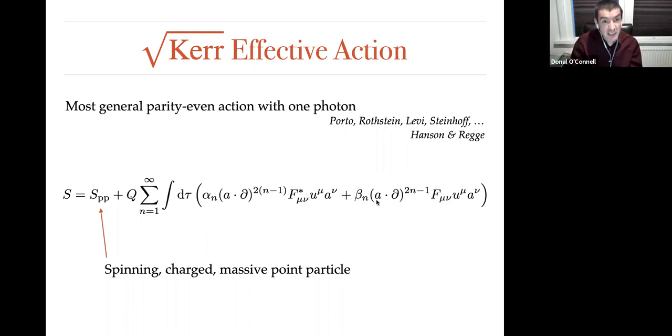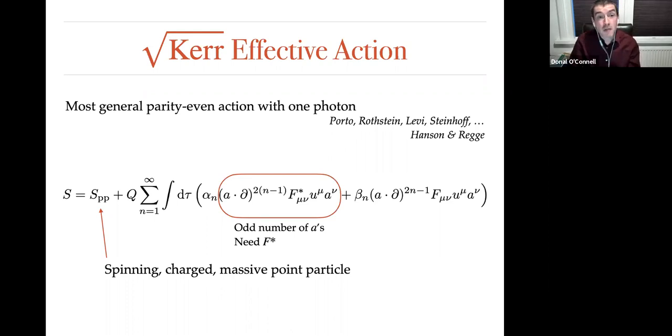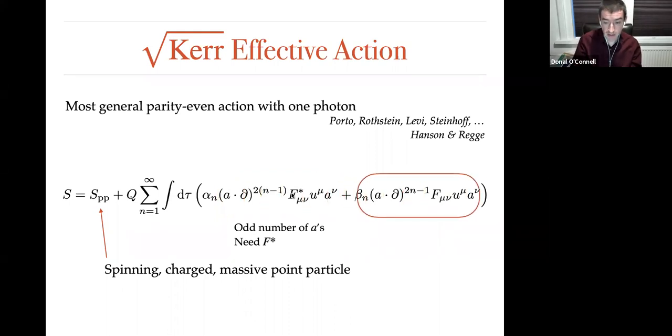Now, there are 2 basic structures here, terms with alphas and terms with betas. The reason for that is just parity. I'm going to assume that my system is parity invariant. So once you've got a spin vector, it's a pseudovector. If you've got an odd number of pseudovectors, then you need to have something else which is pseudo. So in this first term, I've got an odd number of a's, so I'm going to put in an F dual. And in the other term, I've got an even number of a's, so I'll just get away with an F.